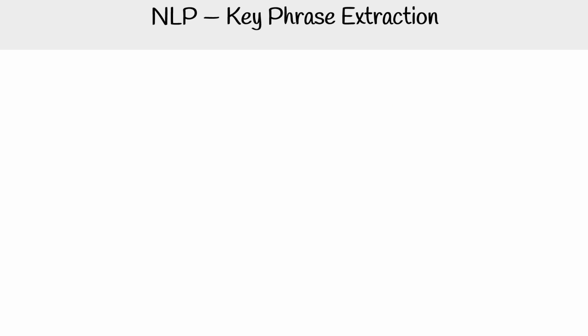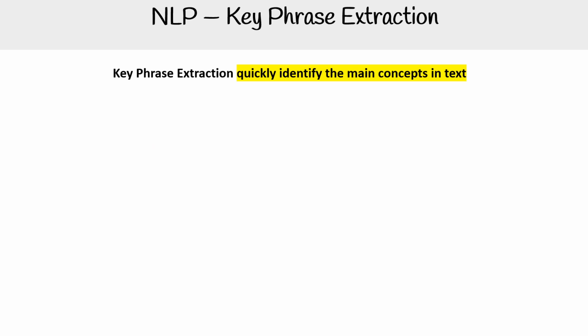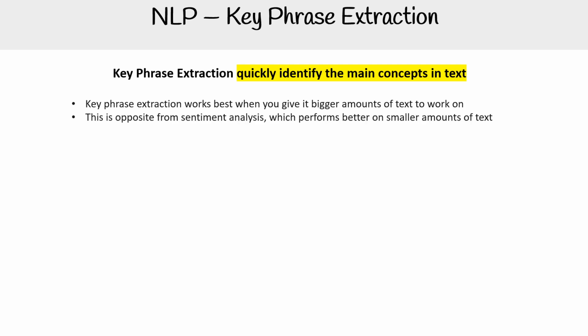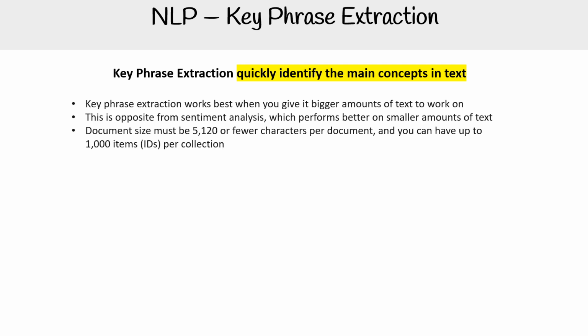So the first we're looking at is key phrase extraction. So quickly identify the main concepts in text. Key phrase extraction works best when you give it bigger amounts of text to work on. This is the opposite of sentiment analysis, which performs better on smaller amounts of text. So document sizes can be 5,000 or fewer characters per document, and you can have up to 1,000 items per collection.